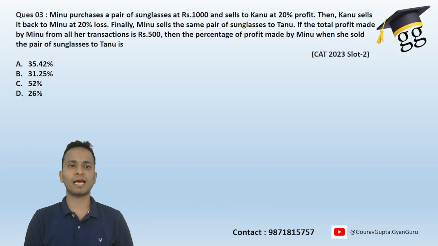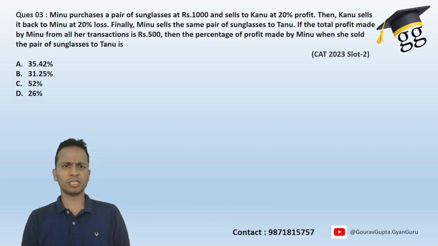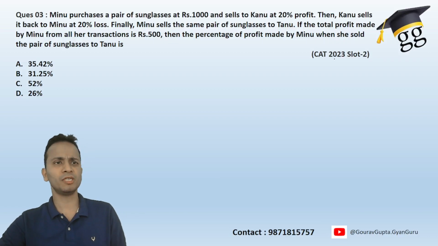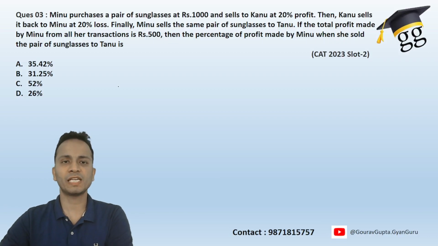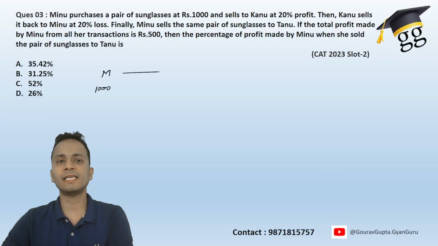Let's move on and look at question number 3. Question number 3, very simple question. CAT 2023 slot number 2. Minu purchases a pair of sunglasses at rupees 1000. So it started with Minu, 1000 rupees, and sells it to Kanu at a profit of 20%.